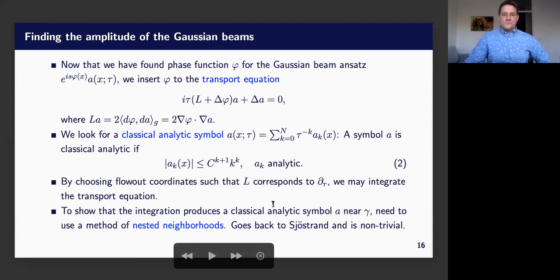Okay, right. So now to show that this integration produces a classical analytic symbol, so that it satisfies these two conditions near the geodesic gamma, we actually need to use a method called nested neighborhoods. This is a method which goes back to a paper by Sjöstrand, and in my opinion, it's a non-trivial step. It's also related to Chia-Ling's question. I will give you a reference to this Sjöstrand paper in the end.